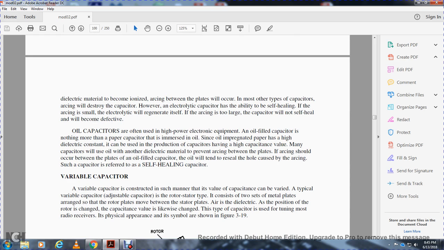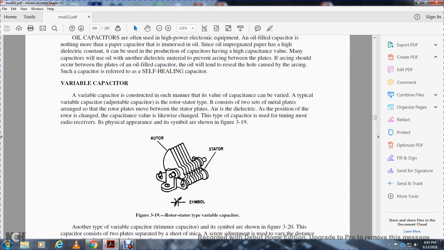Oil capacitors. Oil capacitors are often used in high-power electronic equipment. An oil-filled capacitor is nothing more than a paper capacitor that is immersed in oil. Since oil-impregnated paper has a high dielectric constant, it can be used to produce a capacitor having a high capacitance value. Many capacitors use oil as the dielectric material to prevent arcing between the plates. Arcing should not occur between the plates of an oil-filled capacitor. Oil will tend to reseal the hole caused by arcing, so such a capacitor is referred to as a self-healing capacitor.